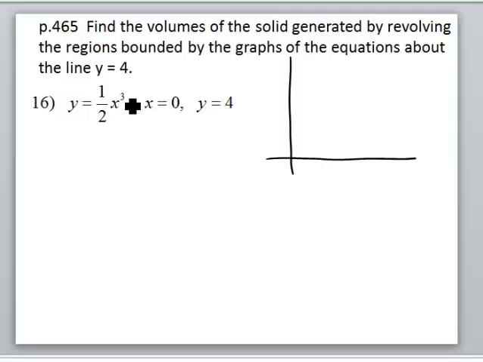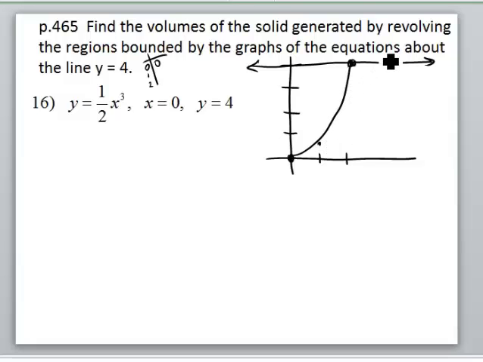What I'm going to do to get this picture is just plot some points. So if I plug in 0, I get 0. If I plug in 1, I get 1/2. If I plug in 2, I get 8 divided by 2 is 4. And so here's my curve. I'm only concerned about it from there to there. It says from the x equals 0 line to the y equals 4 line.